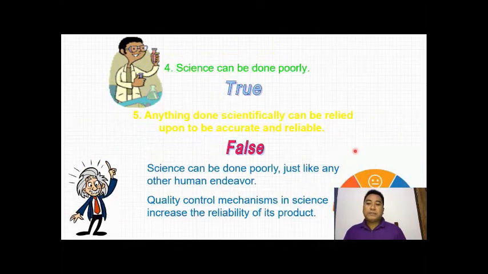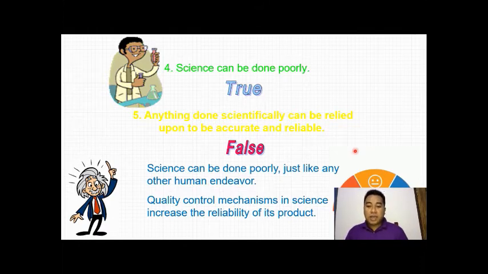Okay. Science can be done poorly. This is true, because everything we do can be done poorly. Science could be done poorly in a way wherein things that are not done correctly or properly could still be called science, but then the quality is not there.